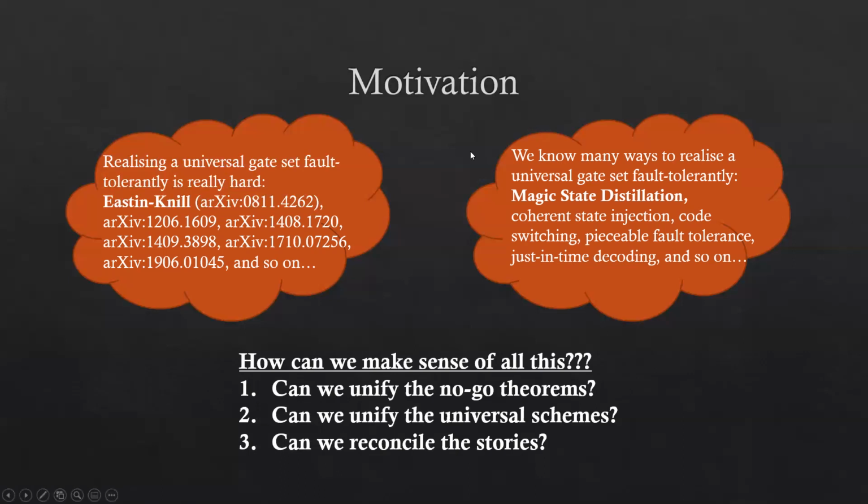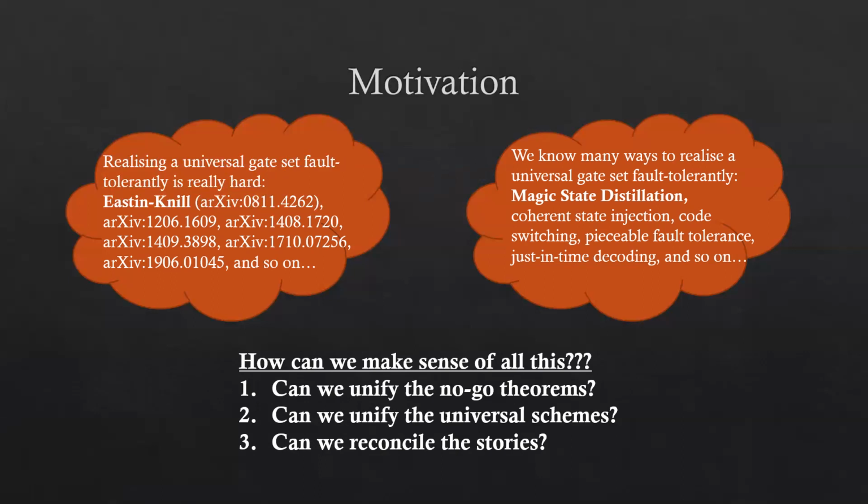Finally, can we reconcile these apparently disagreeing stories? Can we understand how it can be that on the one hand, it seems that realizing a universal set of fault-tolerant gates is hard due to these no-go theorems, and yet also we have so many ways to achieve it, suggesting that it's actually not so hard after all.